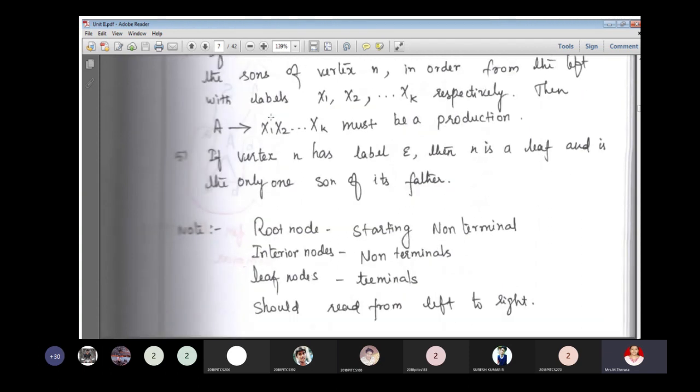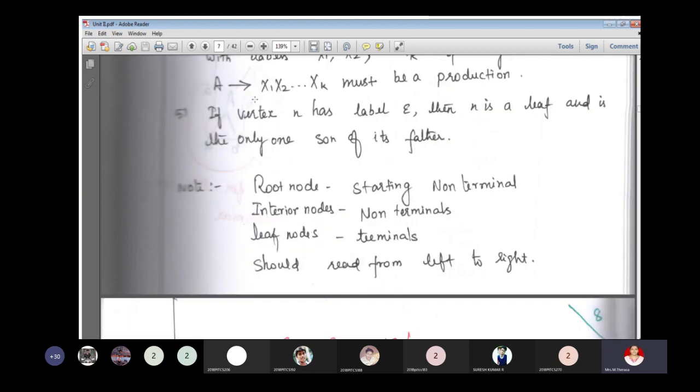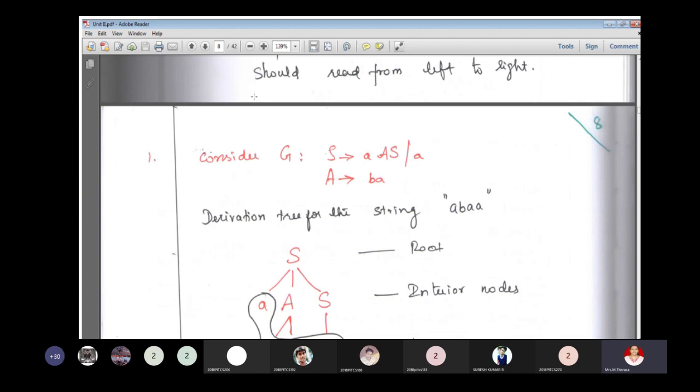Clear? Okay, so we have to note that the root node is always the starting non-terminal, interior nodes are non-terminals, otherwise called variables, and leaf nodes are terminals, or sometimes you may have epsilon. If you have epsilon, that should be the only son. Clear? And always we have to read the tree from left to right. Let's see an example.